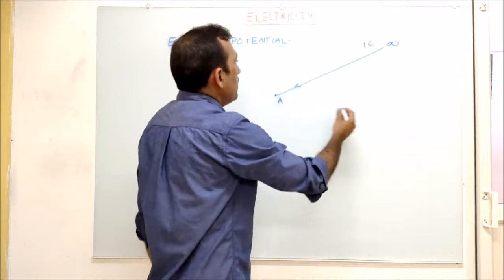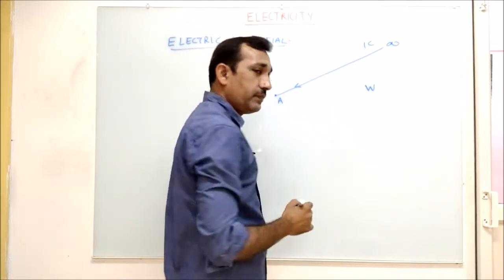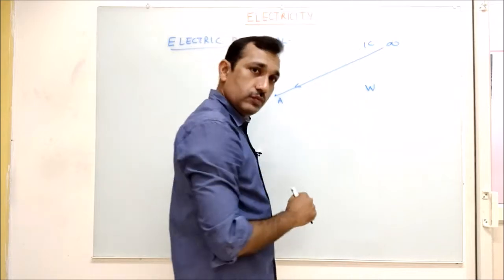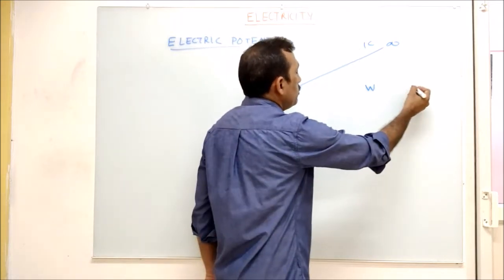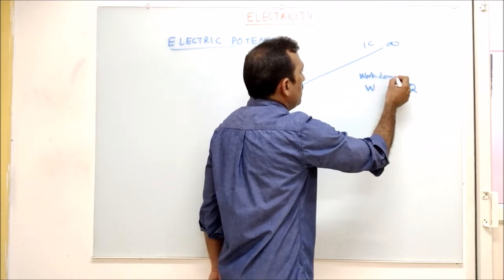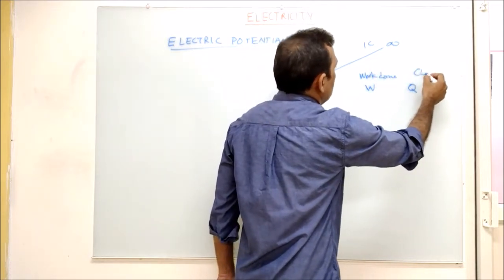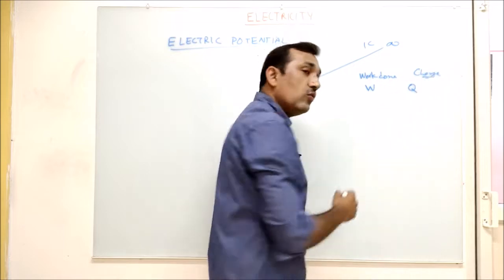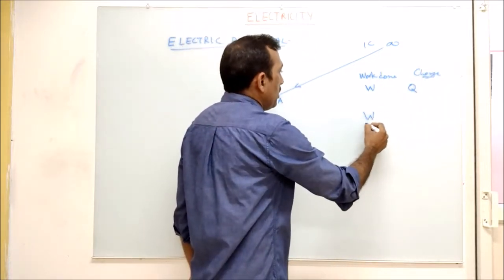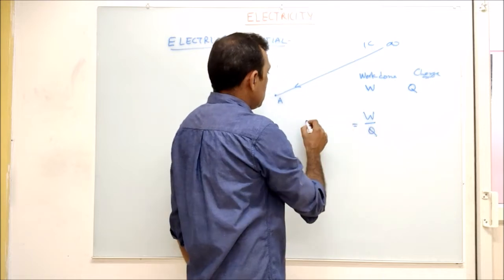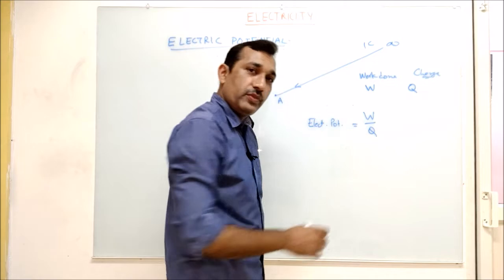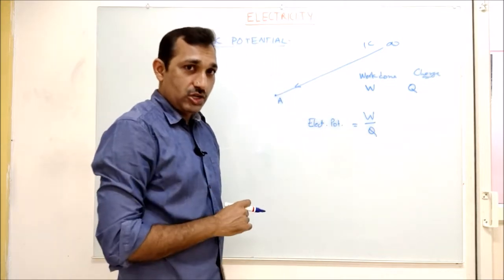Suppose I have done W work in bringing charge Q. In bringing charge Q, this is work done, and this is charge. So how much work is done in bringing unit charge? That is going to be W by Q, and this is called electric potential.